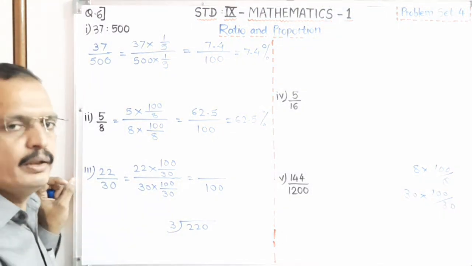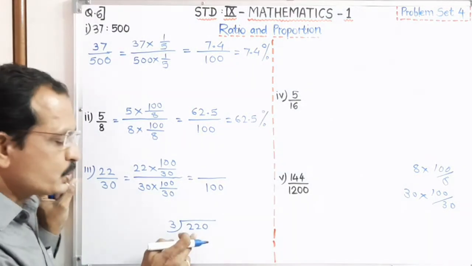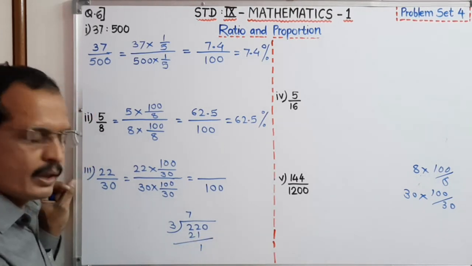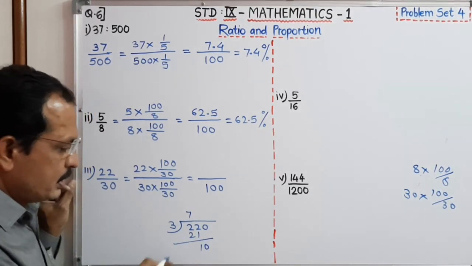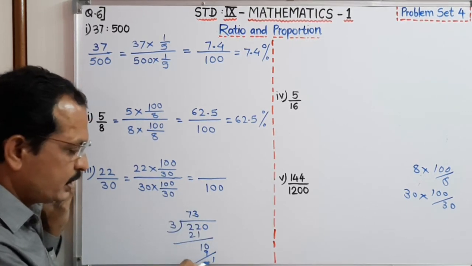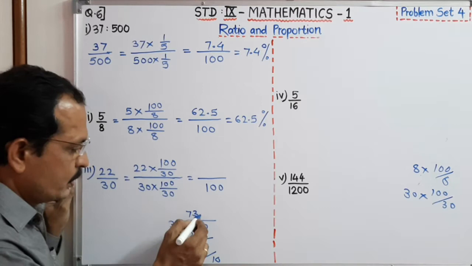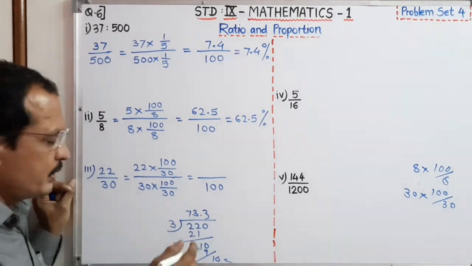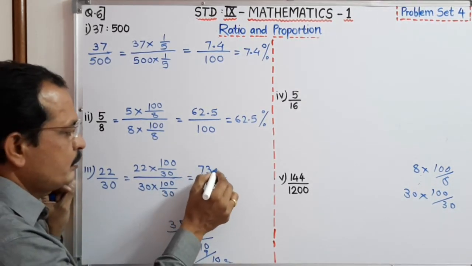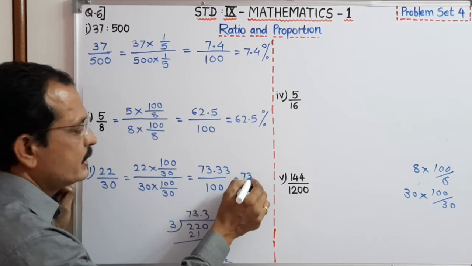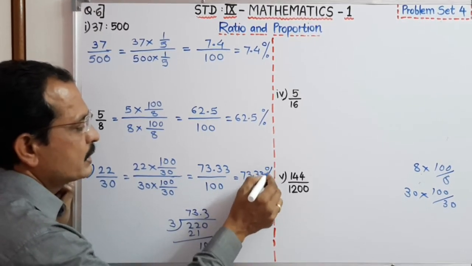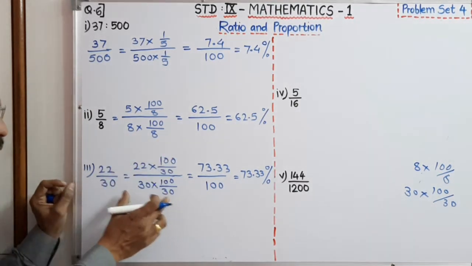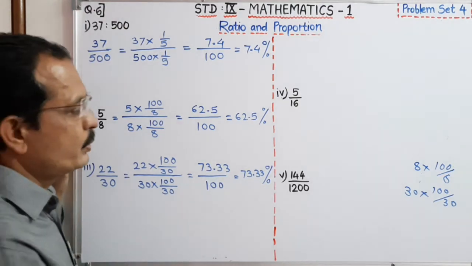See, this 0 gets cancelled. 22 into 10, it is 220 divided by this 3. Now we have to divide this 220 with this 3. 3 7s are 21, it is 1. Then here it is 3 3s are 9, here it is 1 and 0. Then 3 3s are 9, it is a recurring type. Got it? Therefore we write here 73.33, we can write 73.33%. Very simple, and remember this, how to find out by which number we have to divide.